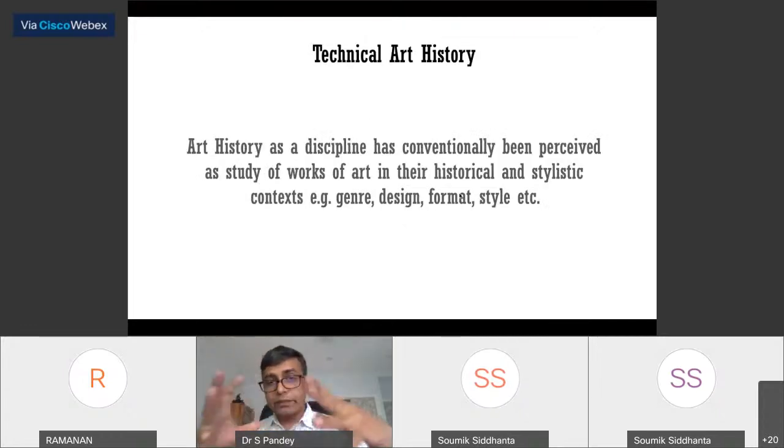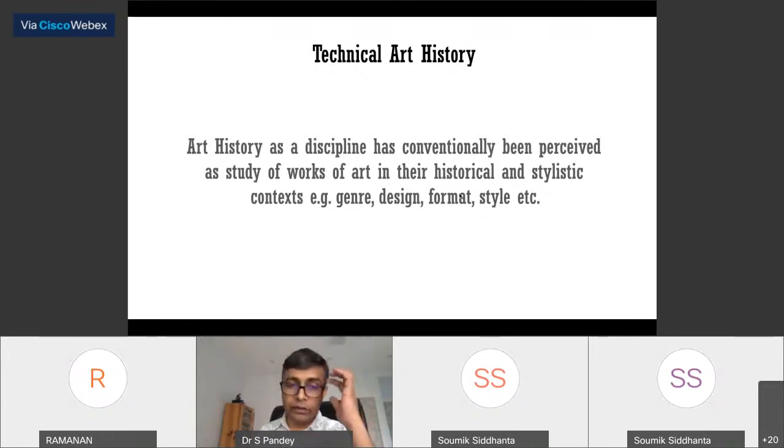Now, this is technical art history. Technical art history developed out of a necessity. Art history as a discipline has conventionally been perceived as a study of works of art in their historical and stylistic context, for example genre, design, format, style, and all those kinds of things. Connoisseurship has been a widely used method for trying to understand art and attribute it to people for a very long time, centuries.